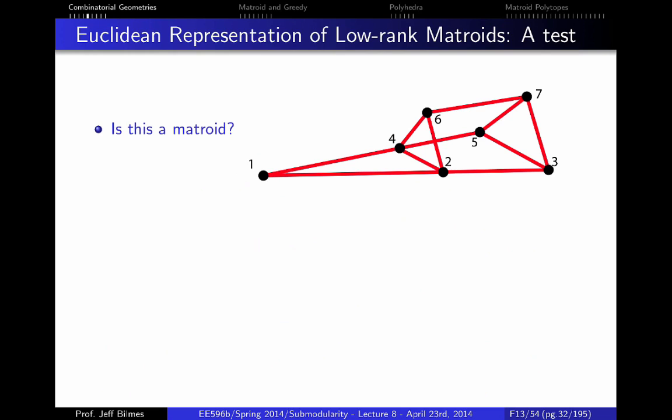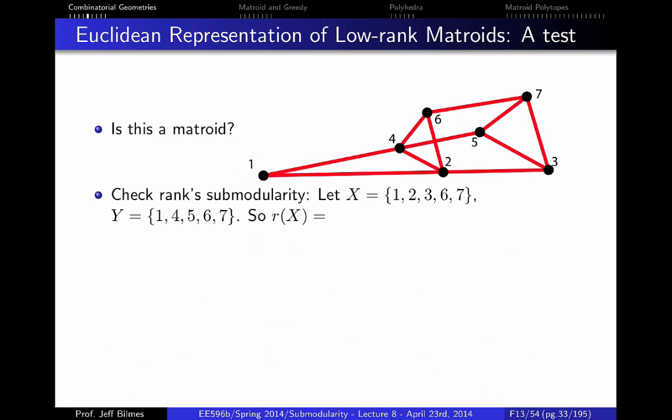One way we know it's a matroid would be to look at the submodularity of the rank function. If the rank function designated by this combinatorial geometry is not submodular, then it's not a matroid. Because remember, what designates a matroid? The rank function has to be normalized, monotone non-decreasing, integer valued, unit increment, and submodular. All of those things. So let's take a look.